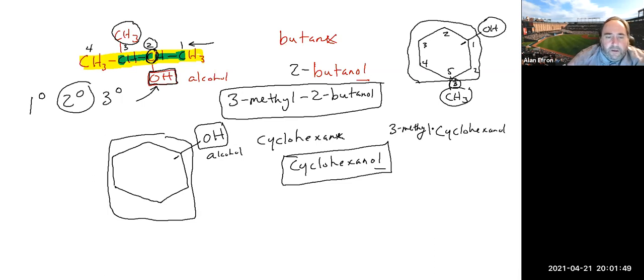cyclohexanol. So much like a double bond in a ring type structure like this, you don't have to give the location of the OH group, but it is going to be number 1 in terms of numbering, and everybody else is numbered accordingly. Again, here giving the group the smaller number. Any questions on any of that stuff there?